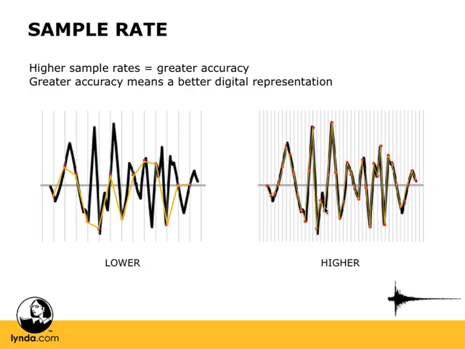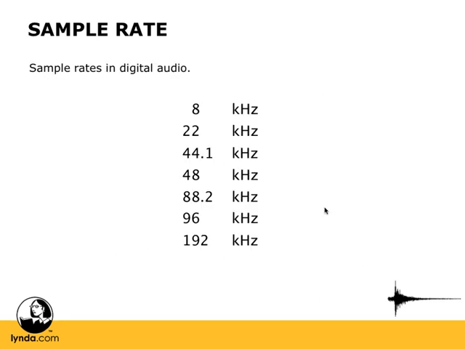So, as you would expect, the higher the sample rate, the more accurate the reproduction of the sound, which in a way is saying the better sound. The higher the sample rate is, the more accurate the analog to digital conversion will be. Here are a lot of the sample rates you'll come into contact with in digital audio, from the lowest being 8 and right now the highest being 192. If you go and buy an audio CD at the store, it's going to come in at 44.1 kilohertz.